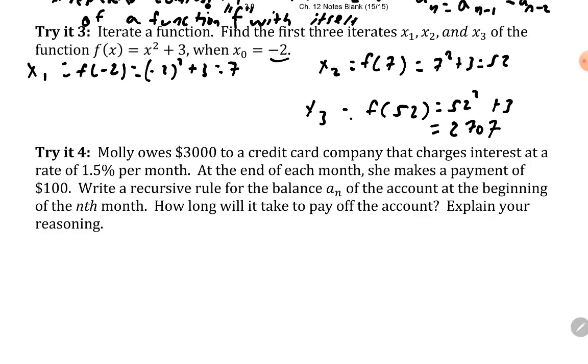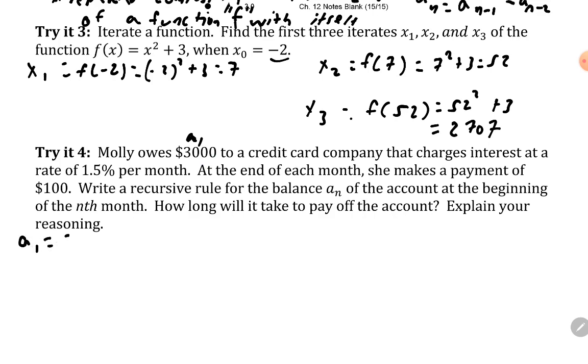Molly owes $3,000 to a credit company that charges interest at a rate of 1.5% per month. Let's call this A1, our initial amount, the first term, $3,000. At the end of each month, she makes a payment of $100. Write a recursive rule for the balance of the account at the beginning of the nth month. How long will it take to pay off the account?